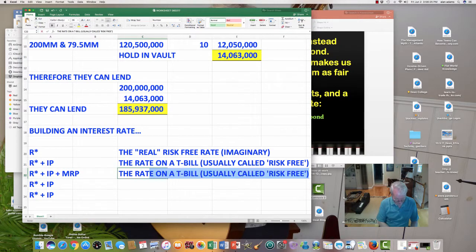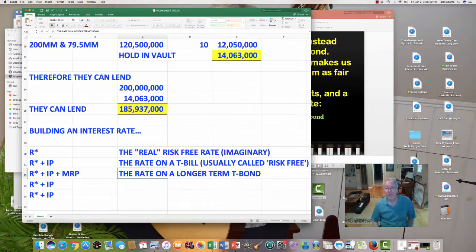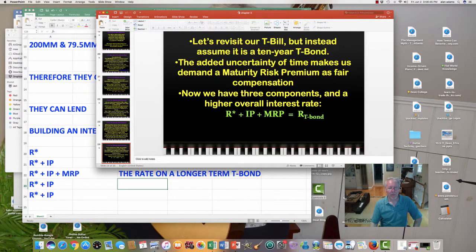That's going to be the rate on a longer term T-bond. Okay? All right, it's the same as a T-bill. You're just adding a premium for the uncertainty of time, ladies and gentlemen. Okay? See how we're building an interest rate? Now, we're just dealing with U.S. Treasuries at this point, so we need to go out of that realm and into other dimensions.